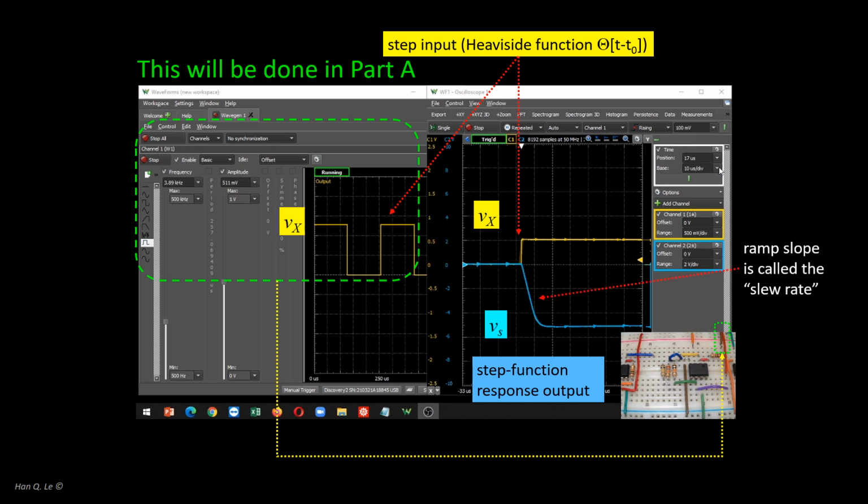The rate of ramping, in units of volts per second, is called the slew rate and is a property of a specific op-amp. Some op-amps have high slew rates, some have low. The higher its slew rate, the likely more expensive is the op-amp.